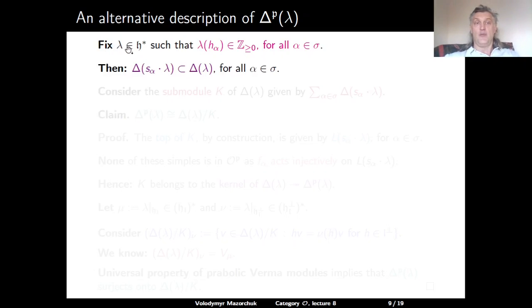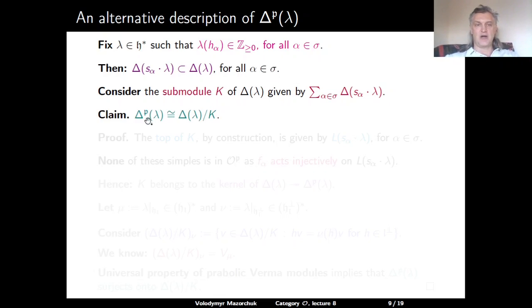For lambda as above, for each simple root alpha in sigma, if we consider the Verma module Delta of s alpha dot lambda, it will be a submodule in Delta lambda. This is because the evaluation of lambda at H alpha is a non-negative integer. This corresponds exactly to the situation where the Verma module Delta of s alpha dot lambda is a submodule of Delta lambda. So we can now consider the submodule K of Delta lambda, given by summing all these Verma submodules Delta of s alpha dot lambda, where alpha runs through the whole set sigma.